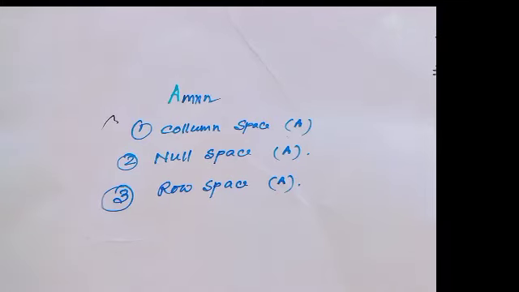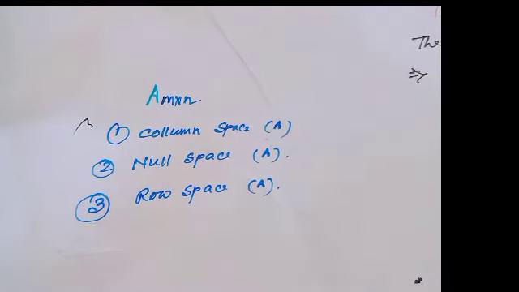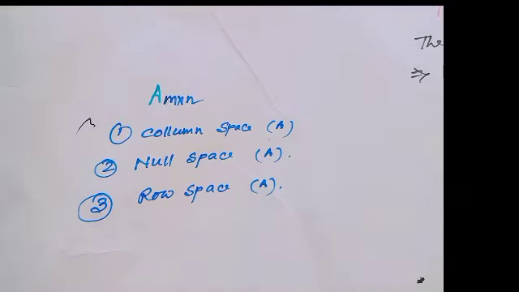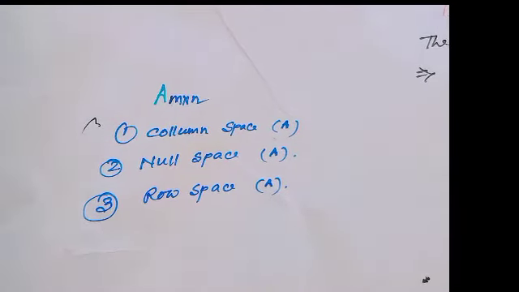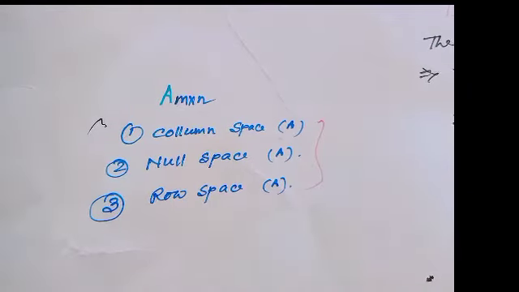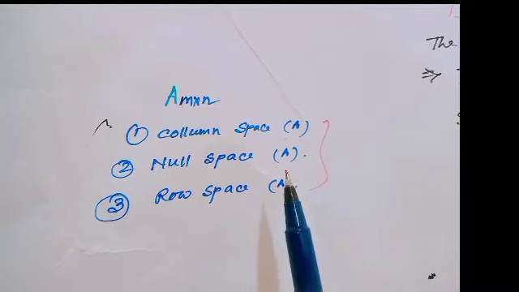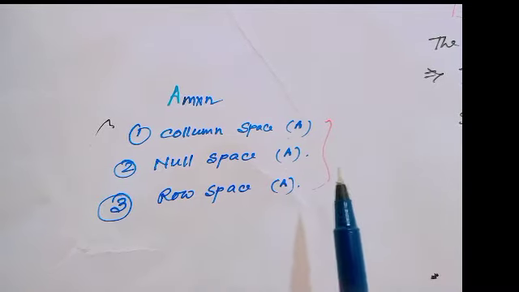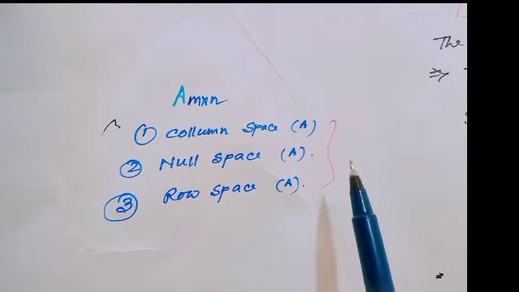The actual goal of this lecture is to consider M cross N matrices and find the column space, null space and row space of these matrices. These three spaces are actually subspaces. Now I will find the basis and dimension of these subspaces.